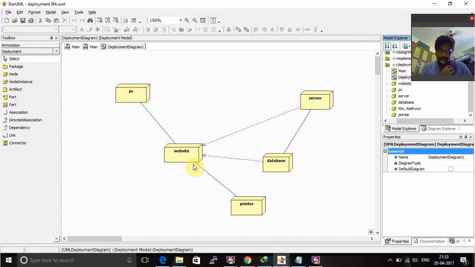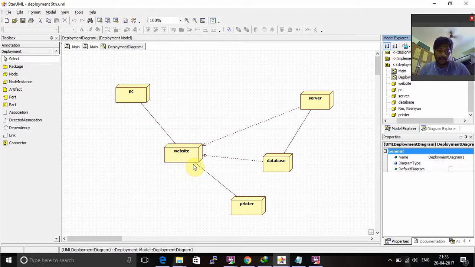This is the deployment diagram, and the deployment diagrams are used to visualize the topology of the physical components of a system where the software components are deployed. So the deployment diagrams are used to describe the static deployment view of a system. A deployment diagram consists of nodes and their relationships.